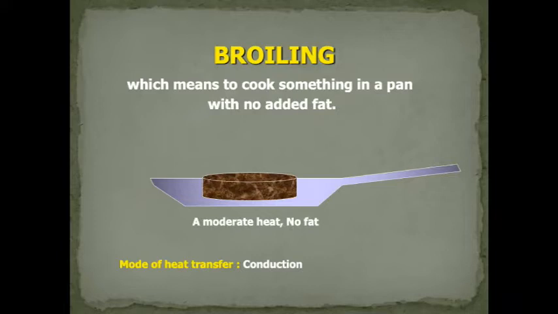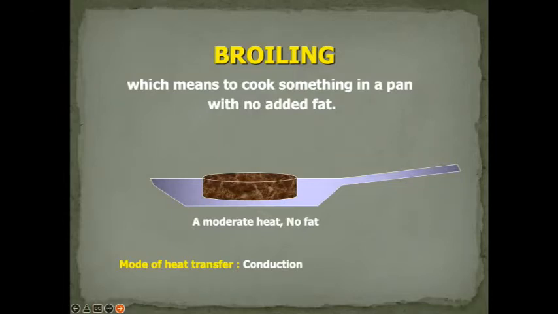Okay, so you take a pan, the pan has moderate heat, foodstuff touches the pan and cooking is done. So heat is coming from the bottom, it is touching the pan, and through the pan it is touching the food and heating is happening. So the mode of heat transfer is conduction. Clear, guys? So the mode of heat transfer in broiling is conduction.